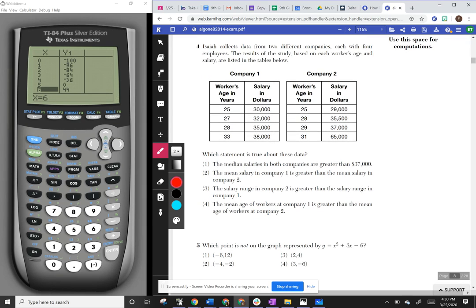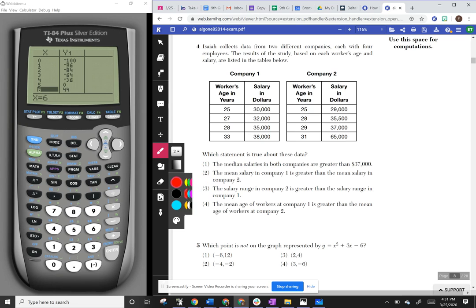All right. Number 4, Isaiah collects data from 2 different companies, each with 4 employees. The results of the study, based on each worker's age and salary, are listed in the tables below. Which statement is true about these data?